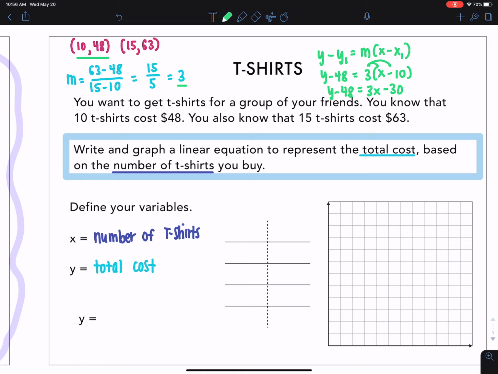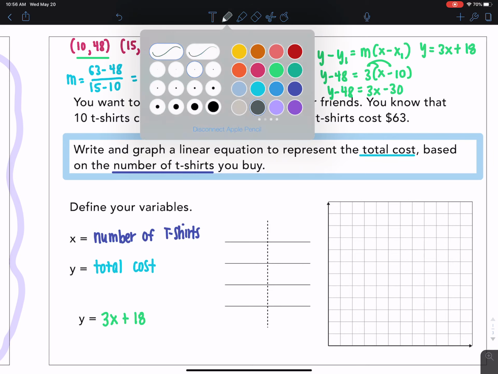And then if we add 48 to both sides, then y is going to equal 3x plus 18. So our equation then in slope-intercept form is y equals 3x plus 18. So we can get our points then.